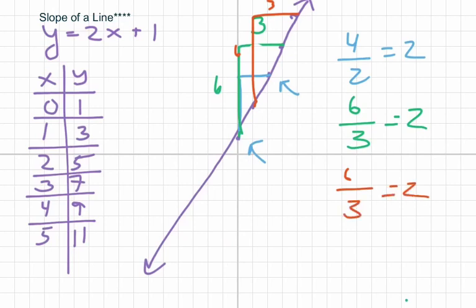Okay, and what we want to notice, even if I were to pick points down here, any 2 points on the line, any 2 points at all, if you take the vertical change and compare that to the horizontal change, so you do vertical over horizontal change, that number is always the same number. And that number is referred to as slope.